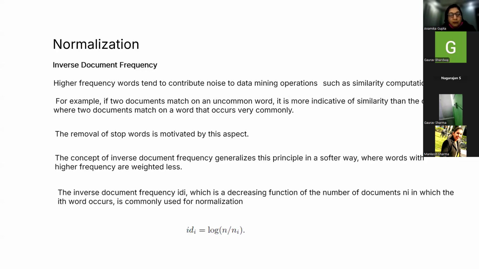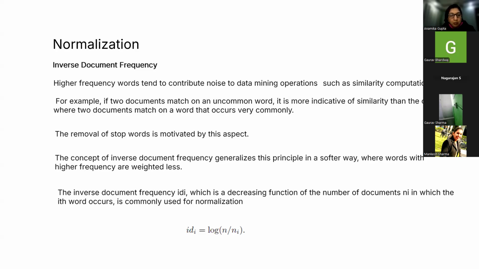This is the formula for finding the inverse document frequency. The formula for term frequency is very clear: it is the number of times the word occurs in the document divided by the total number of words in the document. And IDF is log of N upon Ni. N is the total number of documents. Ni is the number of documents having that word.